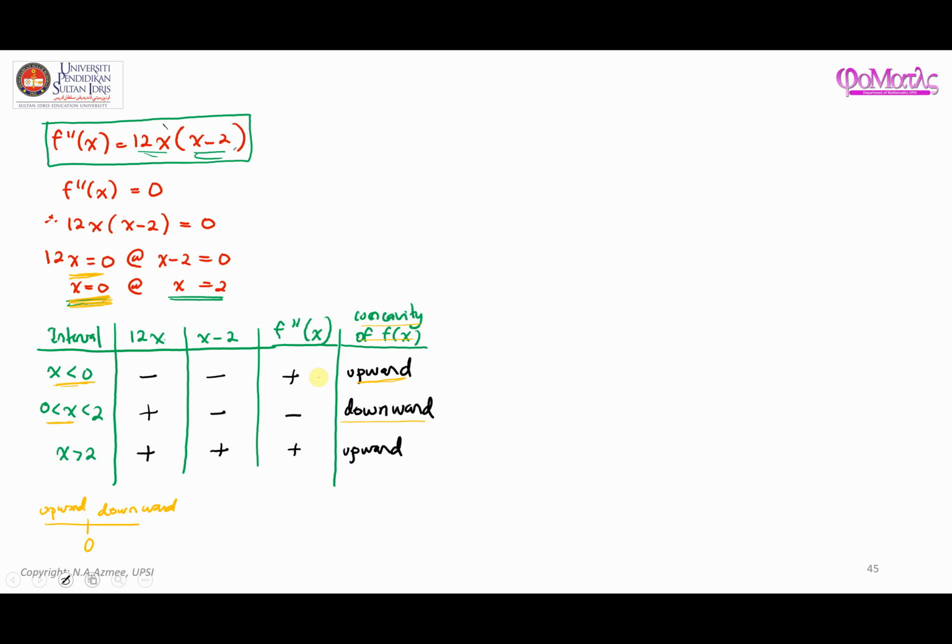Okay, now in a similar manner, you can see that for x equals 2, for x less than 2, it is concave downward. And then for x greater than 2, it is concave upward. So there's a change of concavity, and therefore x equals 2 is also the point of inflection.